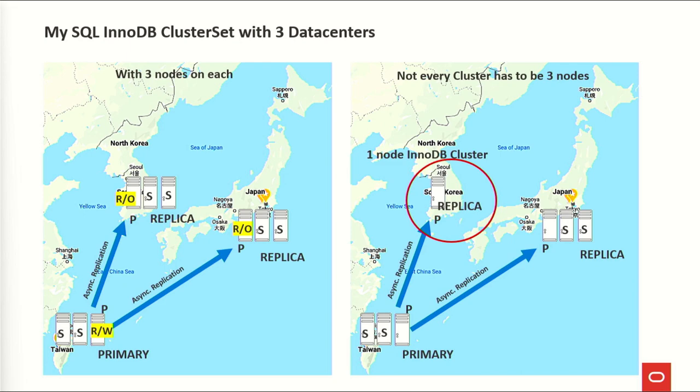The InnoDB cluster set can also run on three data centers. For example, in this diagram, you have three InnoDB clusters within a single cluster set. You have a primary cluster running in Taiwan, and replica clusters running in Japan and Tokyo. You can do that because this is just asynchronous replication, so it works that way.